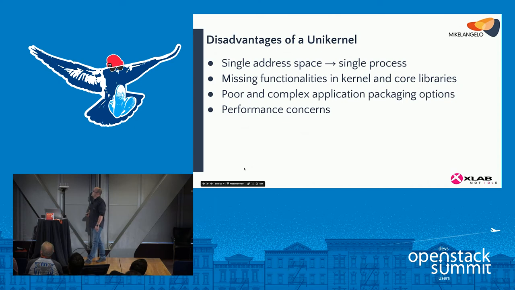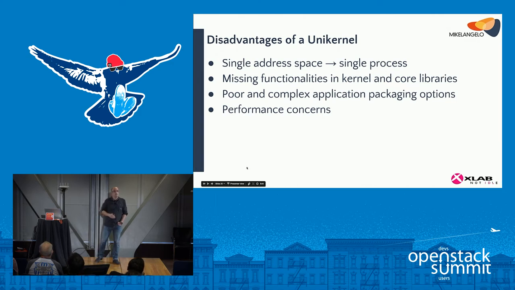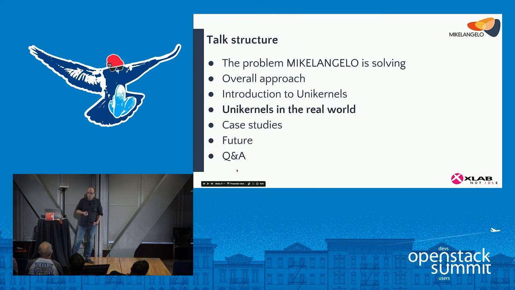Even though we are listing fewer than there were advantages, I will discuss each of these disadvantages next. So, in a way, we said that single address space is an advantage because we don't need any permission checks, any additional constraints, limitations, and so on. But there is also a problem with that. Then there are missing functionalities in kernel and core libraries. Not everything is provided there. It's rather complex, or it used to be rather complex, to build applications for unikernels. These things improve, and there are some performance concerns.